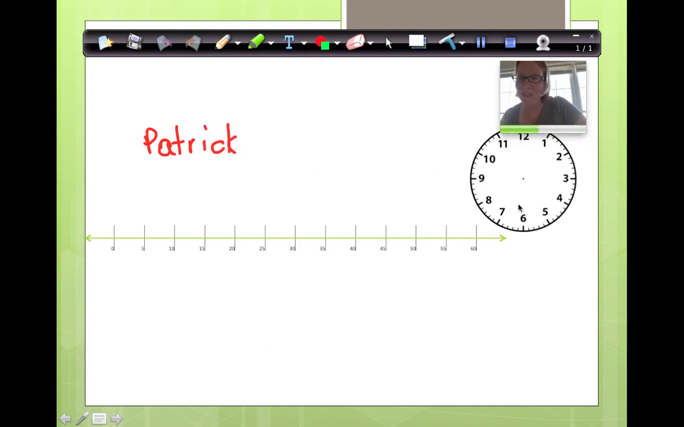Now, listen first, and then we will record what we need to record, and we're going to do the problem together. So we do it 2 times, remember? So let's listen first. The problem is this. Patrick and Lily start their chores at 5 p.m. The clock and the number line show the times that Patrick and Lily finish their chores. Who finishes first? Explain how you know.